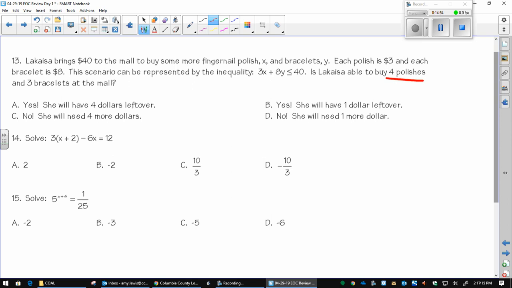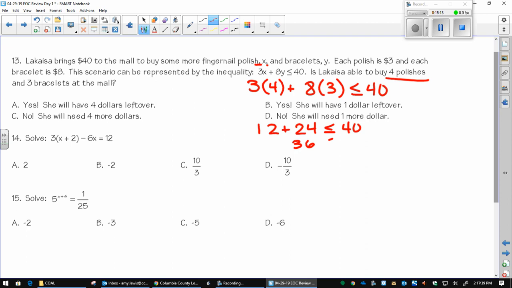She has 4 polishes. Remember that polishes are x, so we'll plug in 3 times 4. And she has 3 bracelets. Remember, that's y, so that's 8 times 3. And let's see if we make a true statement here. When we simplify, we end up with 12 plus 24 is less than or equal to 40, and then 36 is less than or equal to 40. So she's going to spend $36, and she has how many dollars left over? $4. So yes, she can buy what she wants, and she has $4 left over.